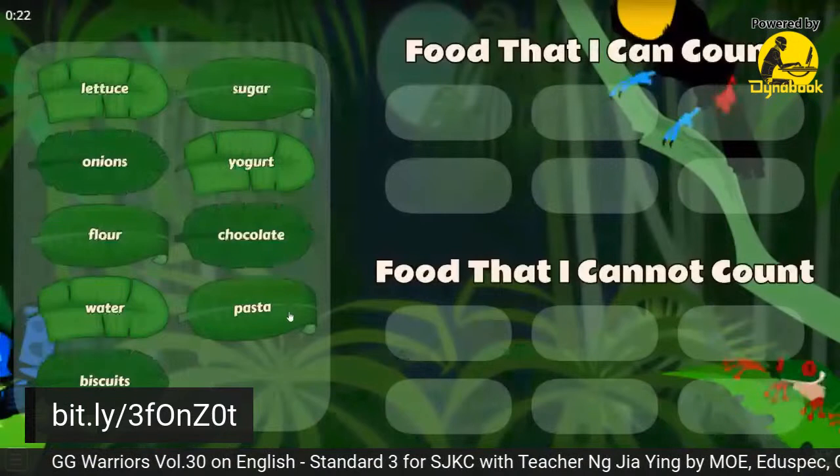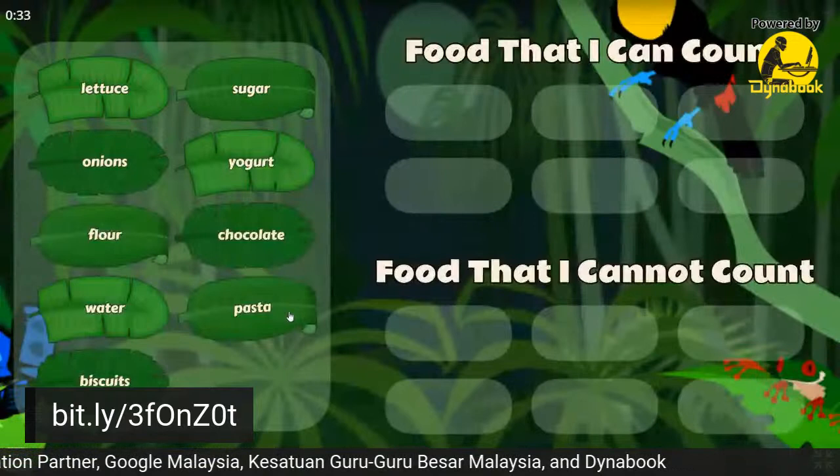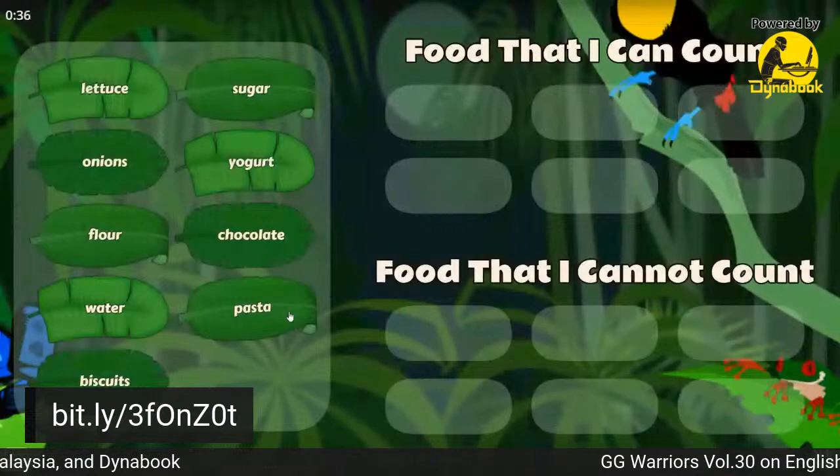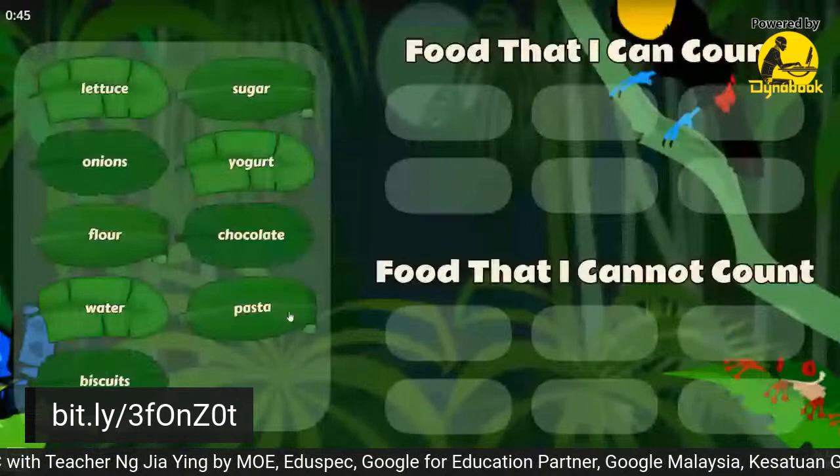Everyone, if you can't go into this link, don't worry. You can take out a piece of paper and write down your answer. After 1.5 minutes, we are going to discuss the answer and we are going to see who is the fastest and who got the most correct answer. Everyone, enjoy your journey in this jungle.